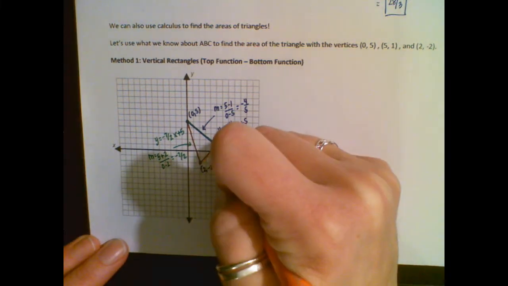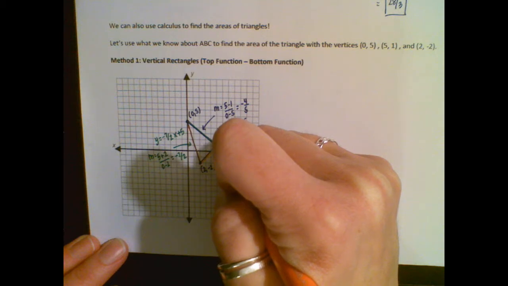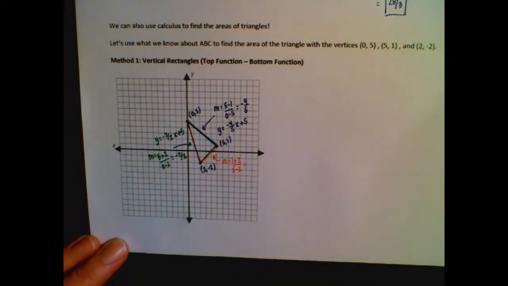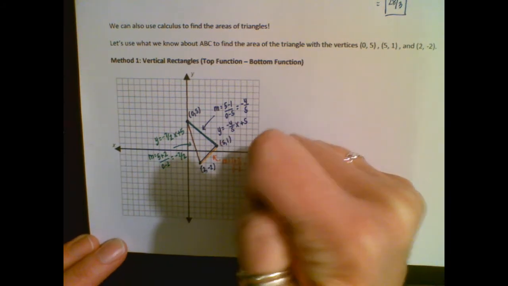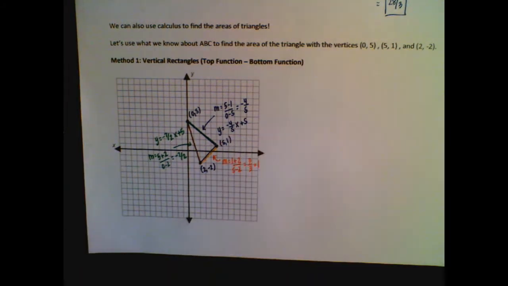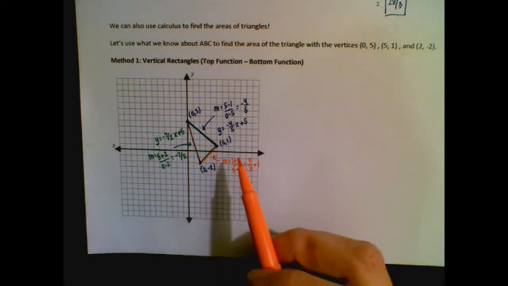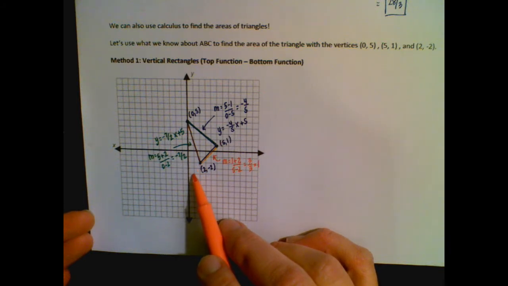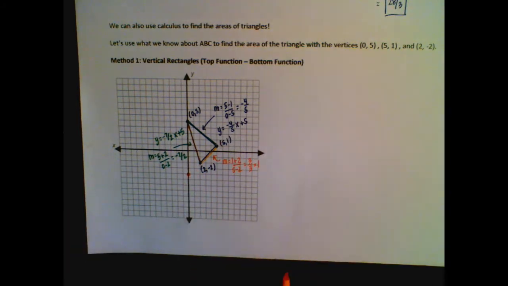So let's do, I don't know, 1 plus 2 over 5 minus 2, which is actually going to give me a 3/3. So it looks like my slope is going to be 1. And even though we don't know what the y-intercept is, there's a couple of different ways that we can figure it out. If I know that this slope is 1, I can actually just count down my slope to figure out what my y-intercept would be down here.